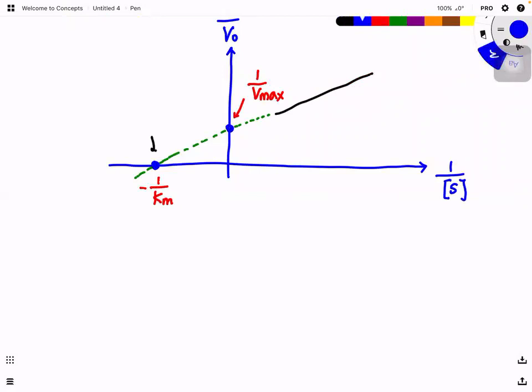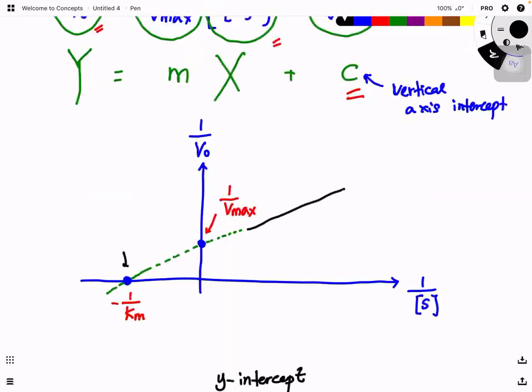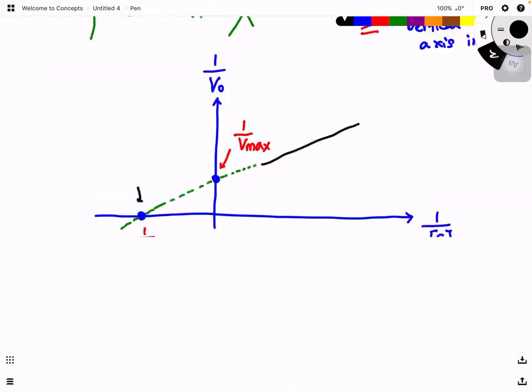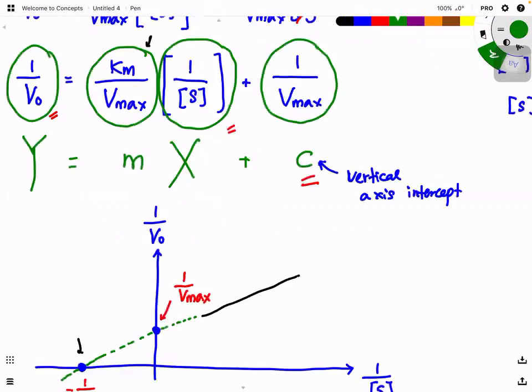Now, we learn about this in mathematics, right? Gradient equals negative y-intercept divided by x-intercept, right? You learn about this in your mathematics, correct? Okay, gradient equals negative y-intercept over x-intercept. So gradient is what? According to the formula here, gradient is Km over Vmax. Okay, so gradient is Km over Vmax. Negative y-intercept, we have already, 1 over Vmax.